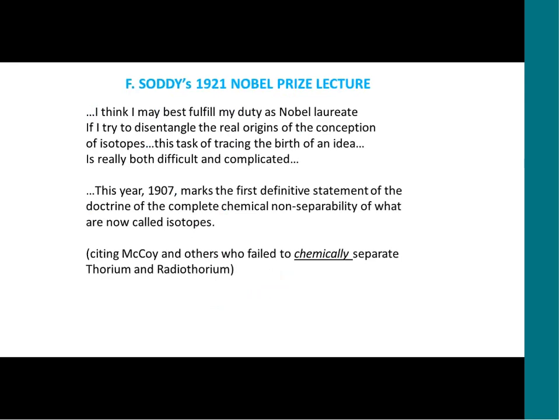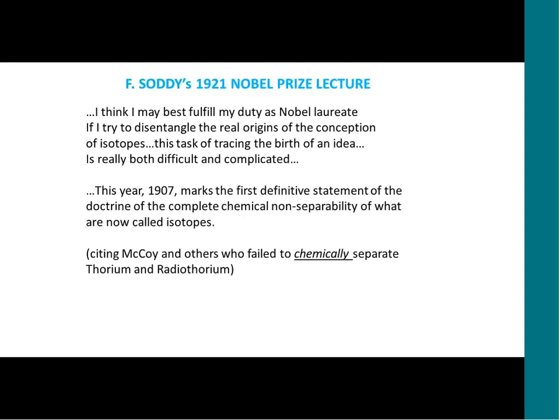Further, he went on to say, this year, 1907, marks the first definitive statement of the doctrine of the complete chemical non-separability of what are now called isotopes. Now, it's interesting to me that he was citing the work of McCoy and others and work that he had performed, who failed to chemically separate thorium and radiothorium. Well, that's a negative outcome. I myself look at negative experimental evidence, and you have to be careful how you interpret it. I don't think that they really proved anything by the fact that they failed to separate them.